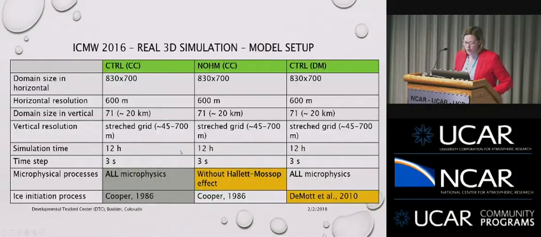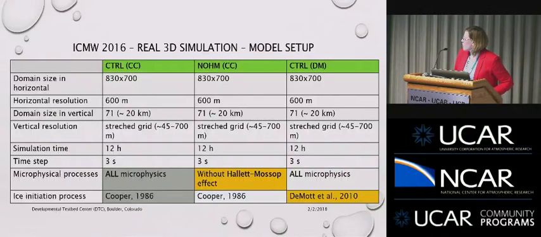And the changes: the first column shows the control case. In this case, all microphysics were taken into consideration with the Cooper ice initiation process. There was a second also with Cooper ice initiation, but without the Hallett-Mossop ice multiplication process. So I turned off the Hallett-Mossop effect. And the third one is with all microphysics, but using a different one, the DeMott et al. 2010 ice initiation description, using a constant 1 per cc aerosol concentration.